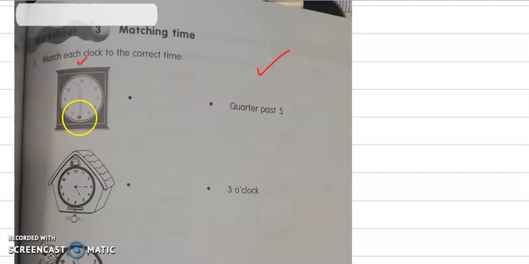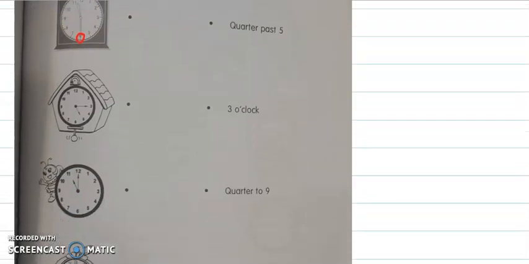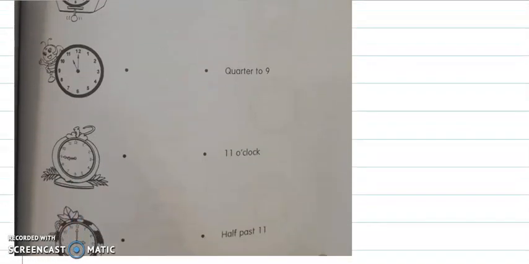So if you look at the first clock, the minute hand is at 6. So it means it is half past. And the hour hand is between 11 and 12. So when we have the half past, we will go to the smaller number. So it is half past 11. So where is half past 11? Here we have half past 11.